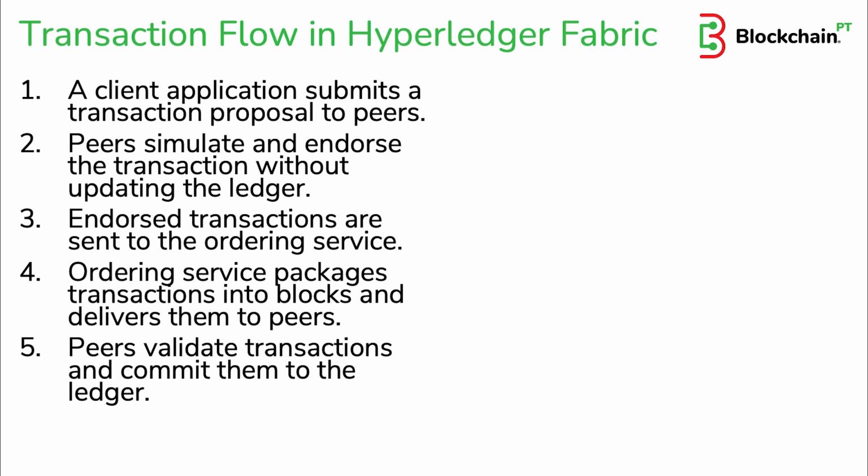Transaction flow in Hyperledger Fabric. So what's the flow of transactions under Hyperledger Fabric? First, a client application submits a transaction proposal to peers. The peers then simulate and endorse the transaction without updating the ledger. Thereafter, endorsed transactions are sent to the ordering service, which orders the transactions, packages them into blocks, and delivers them to peers. Finally, peers validate the transactions and commit them to the ledger.